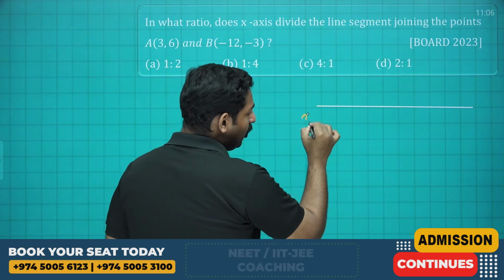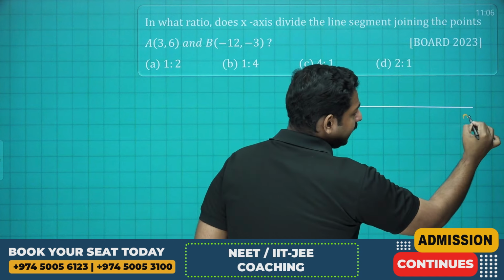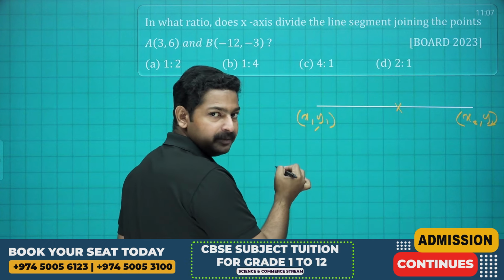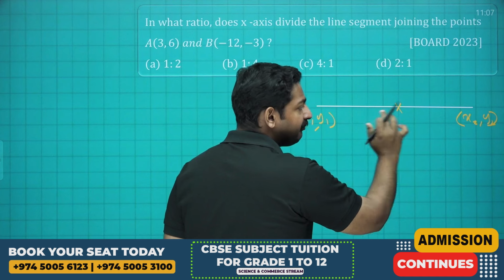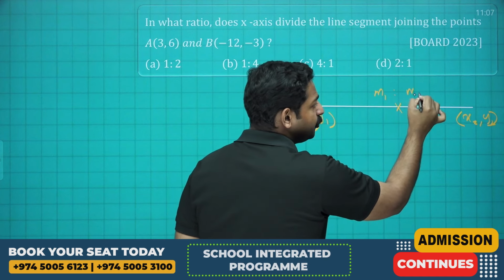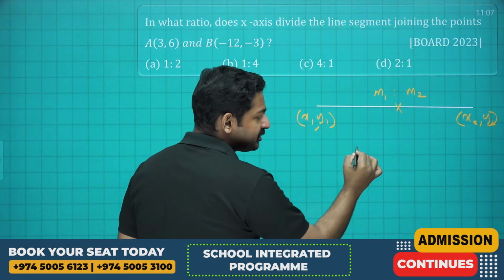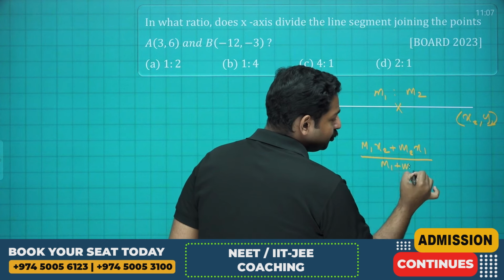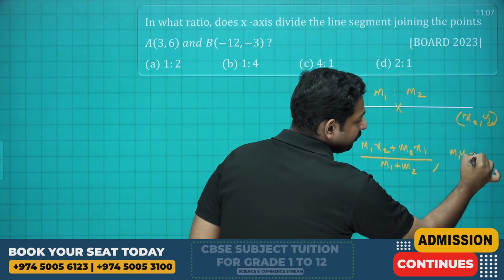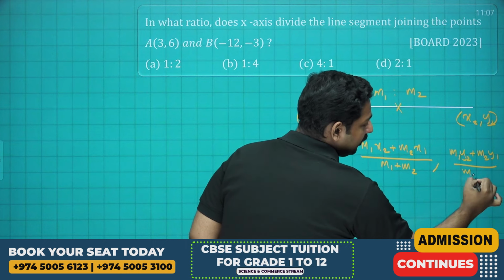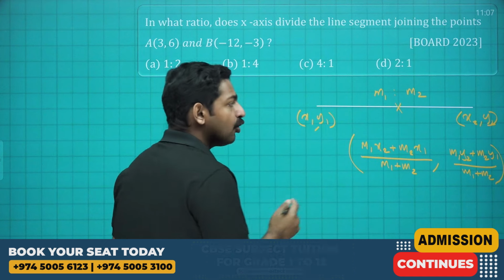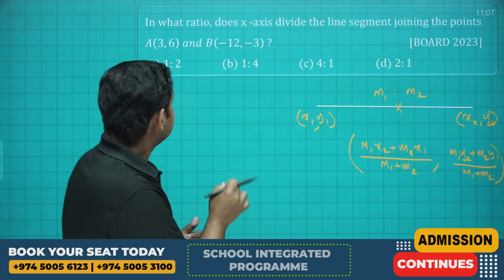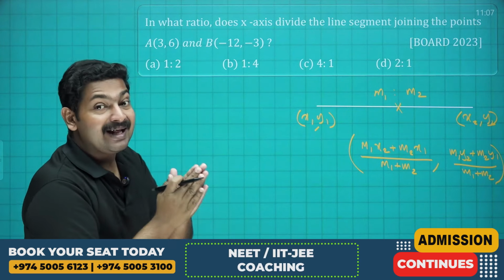joining the points (x1, y1) and (x2, y2) is divided at any point, that point can be found out, and if it is divided in the ratio m1 is to m2, it can be found out by using the section formula. And what is the section formula? (m1x2 + m2x1)/(m1 + m2) and (m1y2 + m2y1)/(m1 + m2). So this gives the coordinates of the point of division, correct? So that's the section formula. So now here the line segment joining these 2 points is divided by the x-axis.